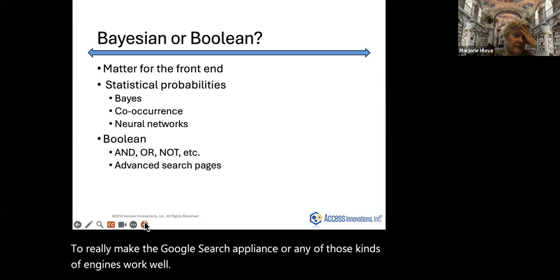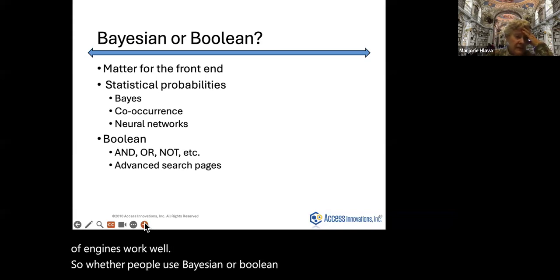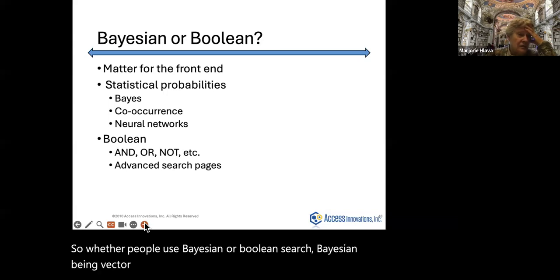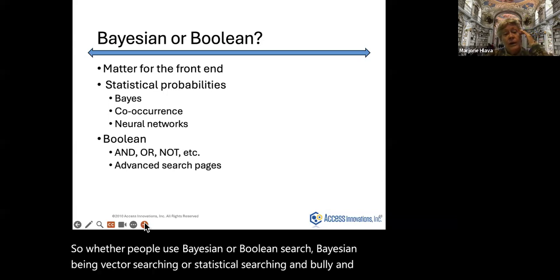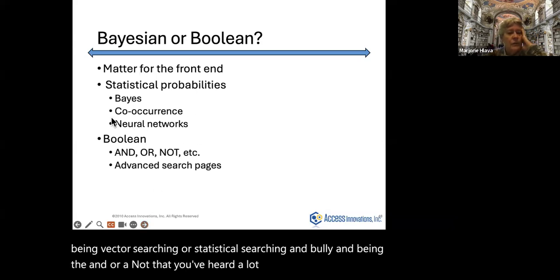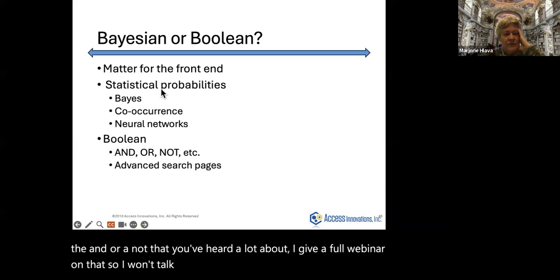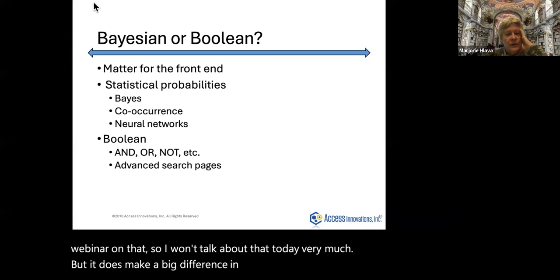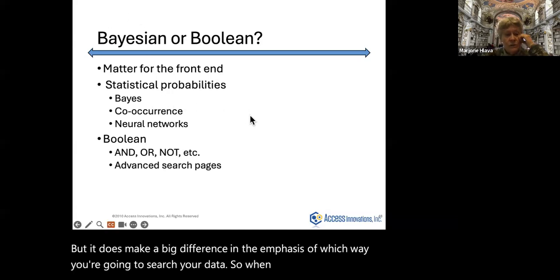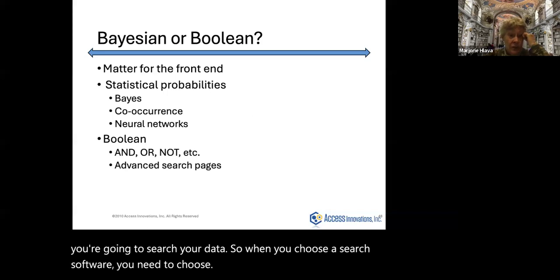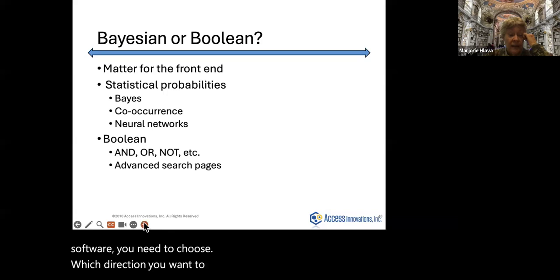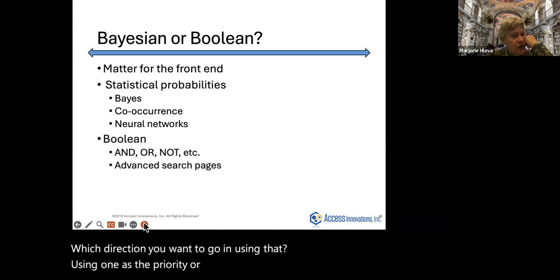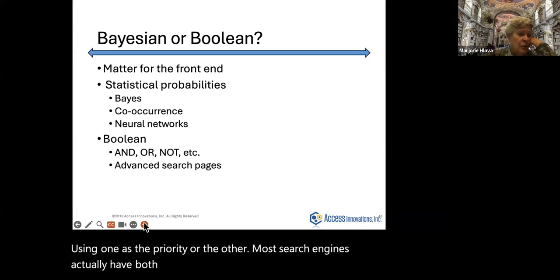So whether people use Bayesian or Boolean search, Bayesian being vector searching or statistical searching, and Boolean being the and, or, and not that you've heard a lot about, I give a full webinar on that, so I won't talk about that today very much. But it does make a big difference in the emphasis of which way you're going to search your data. So when you choose a search software, you need to choose which direction you want to go in, using one as the priority or the other. Most search engines actually have both, but they give either Boolean or Bayesian priority in how they design their system.